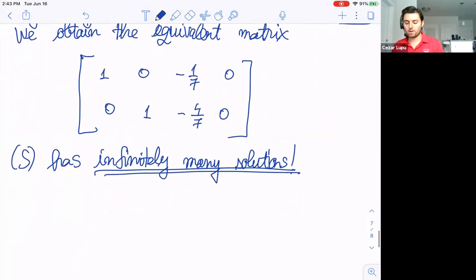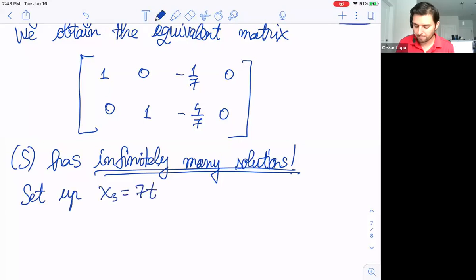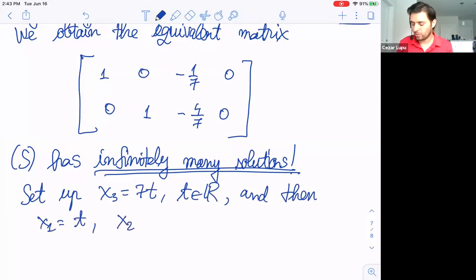Okay. All right, so since we have infinitely many solutions, we can make a convenient choice of parameters. So we set up x3 to be 7t, where t is a real number. And then x1 will be t, then x2 will be 4t, x3 will be 7t.